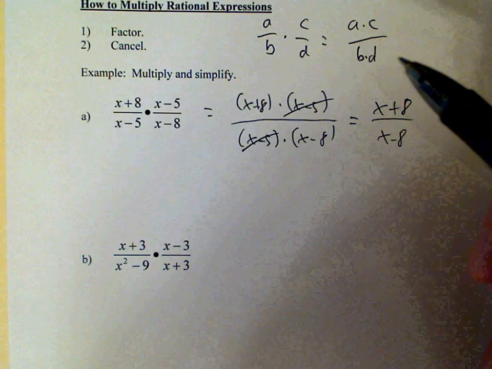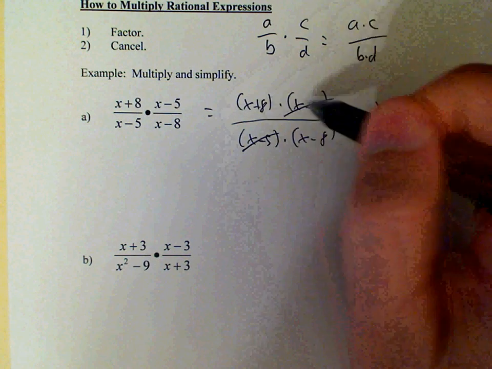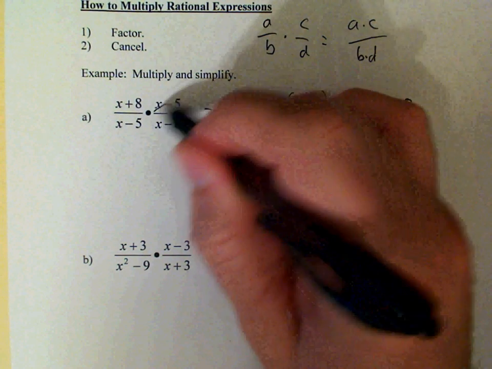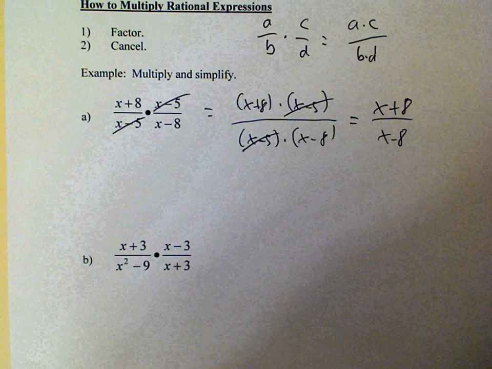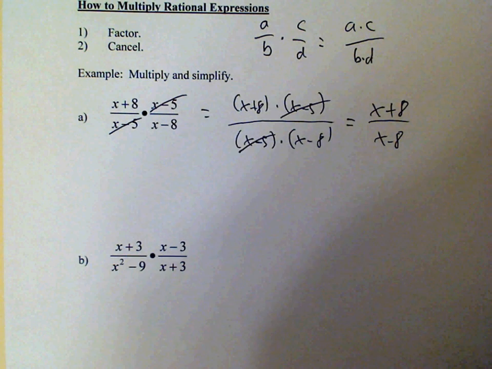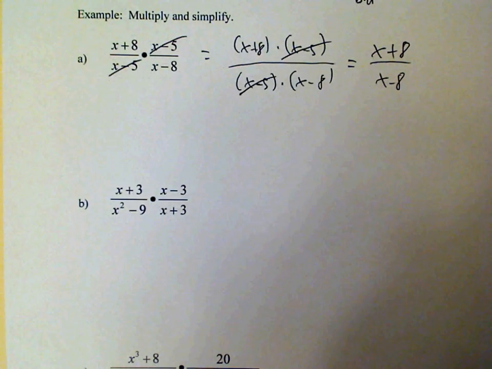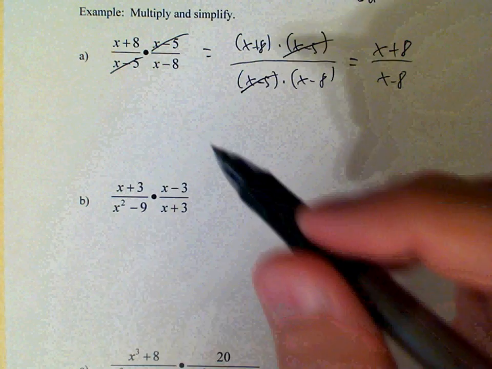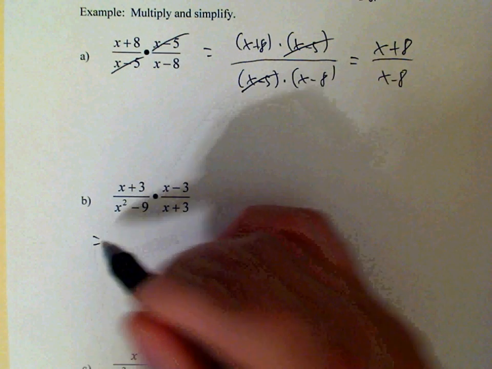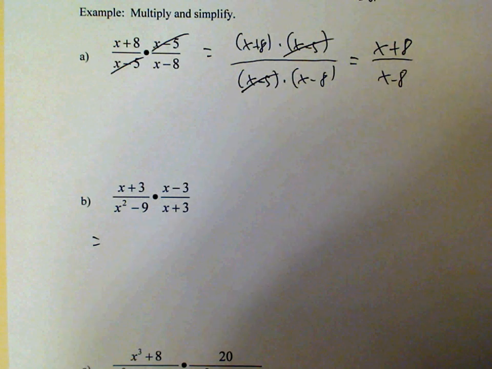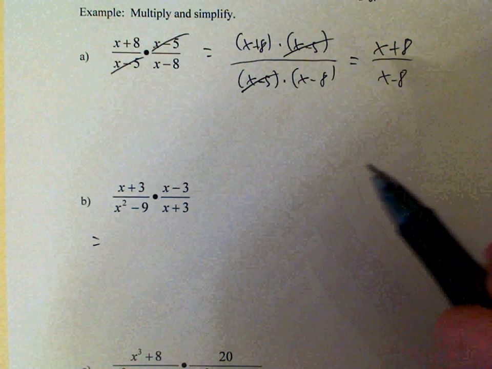Now, honestly, what I would have done, I wouldn't have written this step out. I would have just gone ahead and canceled the x minus 5's and got the answer immediately. So that's the approach I really want to take. That's what I'm going to do from now on. Let's do the next one, number B. B's not a number, by the way.